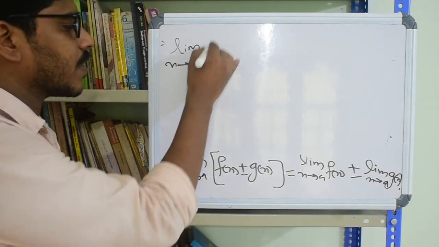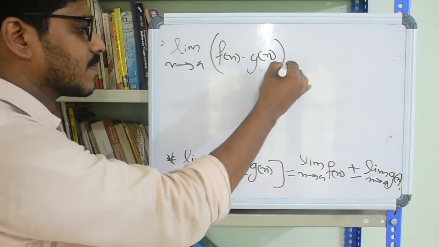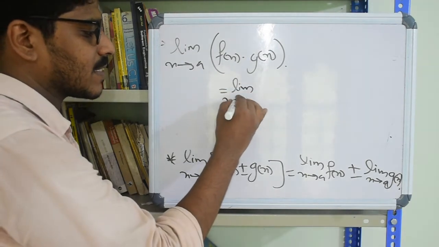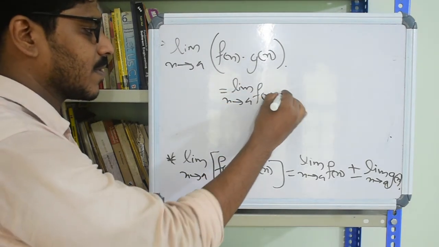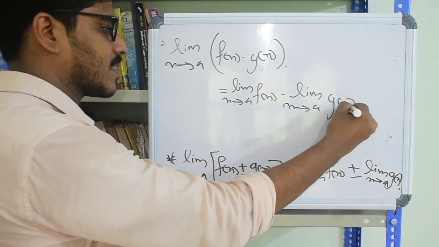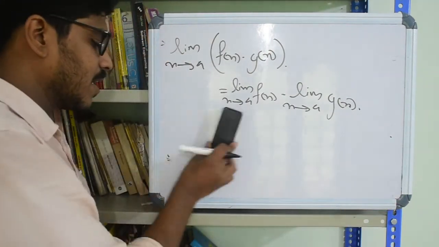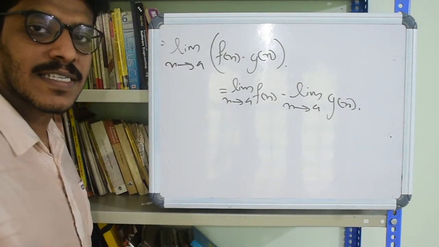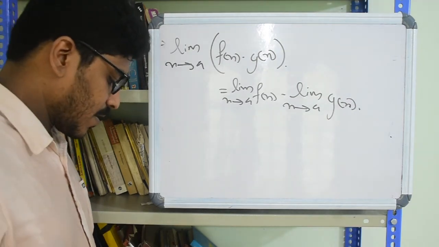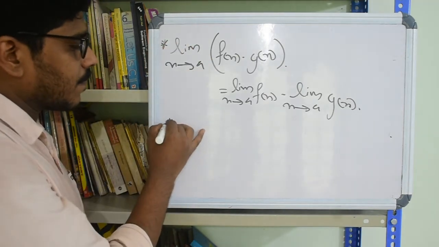Limit x tends to a f of x into g of x is equal to limit x tends to a f of x into limit x tends to a g of x, which means the limit of product of two functions is the product of individual limits of the function. Similar for division as well.